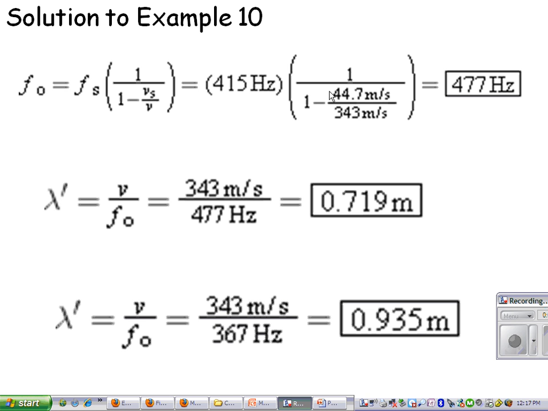you would do the exact same equation up above, except you would use a plus sign right here. And if you put a plus sign right there, your answer would have been 367 hertz instead of your 477. And then you put it into your wavelength equation here, and you would have ended up with 0.935 meters. So the only difference between the first two and this last one is this 367 hertz that you get by having a plus sign instead of a minus sign right here. Because it's moving away, we have to have a lower frequency.